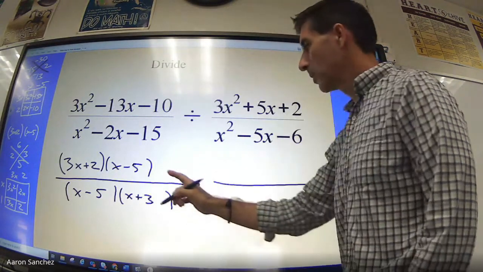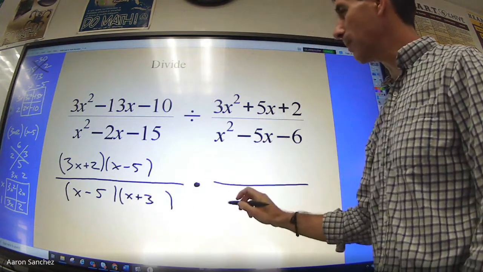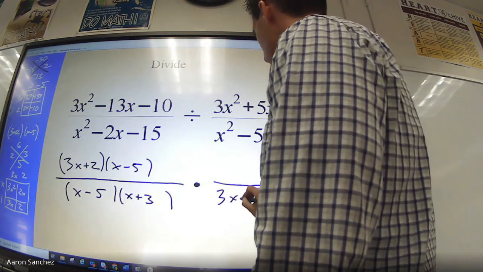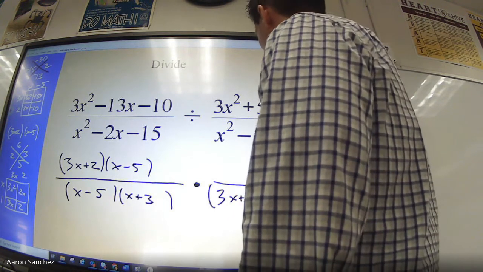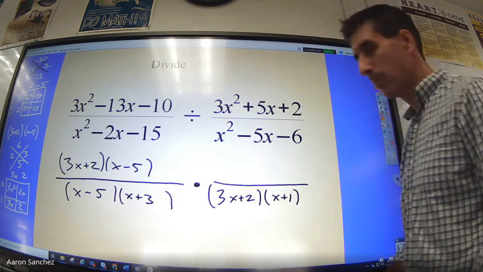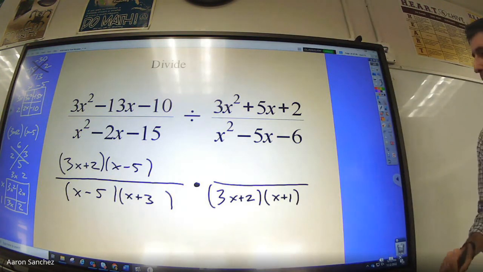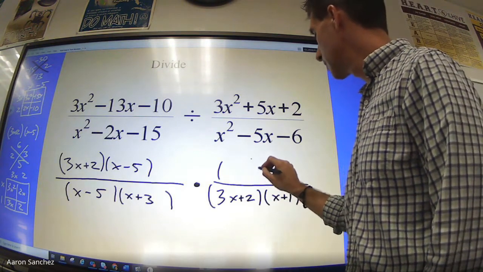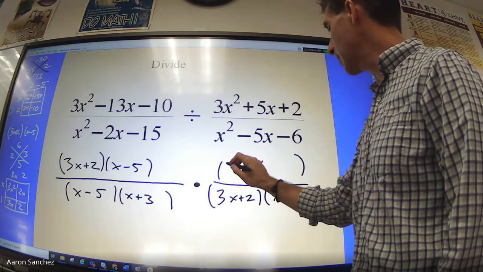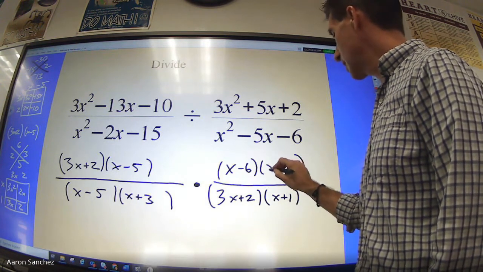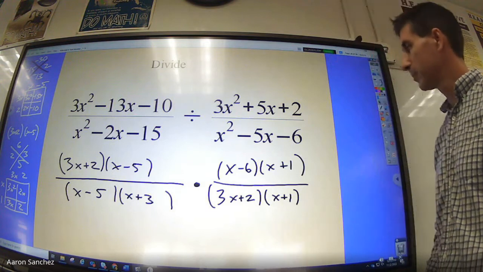So in division, we're going to copy, switch, and then flip. So I'm going to put the factored form in the denominator. 3x plus 2 times x plus 1. I flipped it. And then factor this out. I'm not ready to flock it yet. The x minus 6, x plus 1.